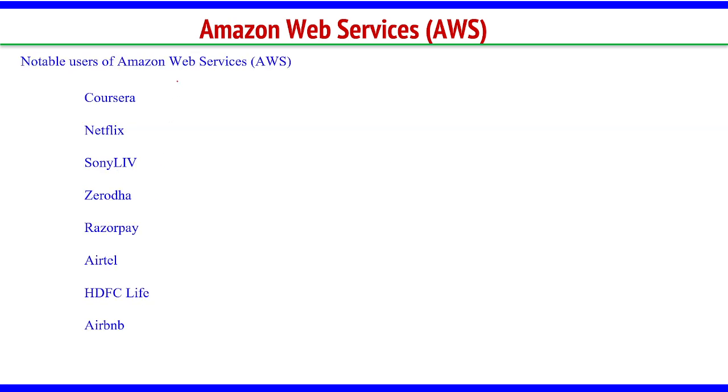See, there are hundreds of companies using it, but some popular ones we know, right? Coursera is using AWS, Netflix is using AWS, Sony Live, all these are using AWS today also, right?